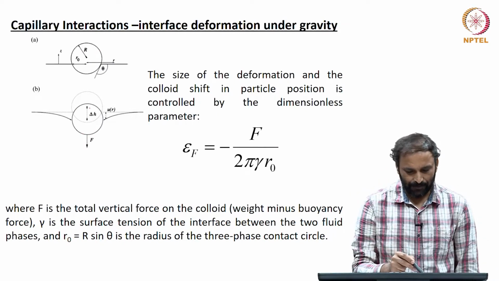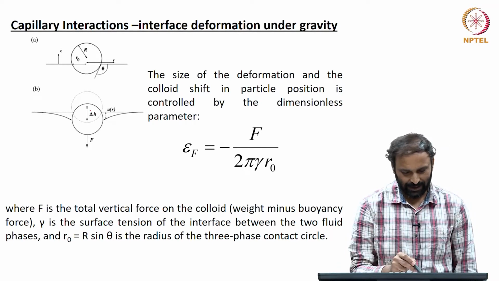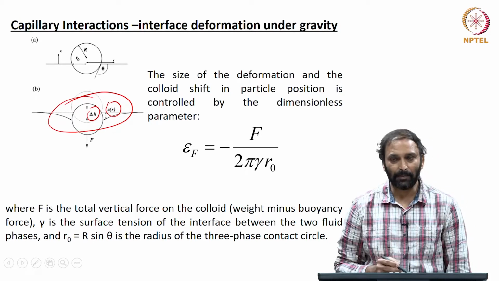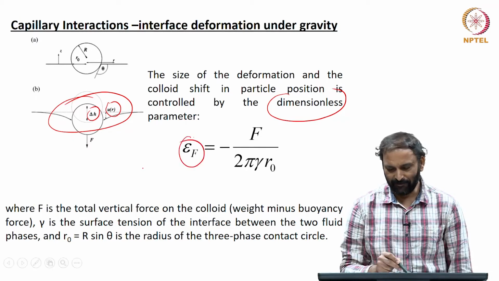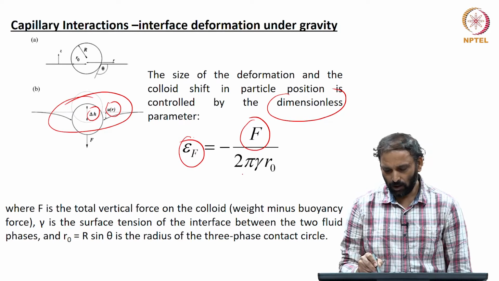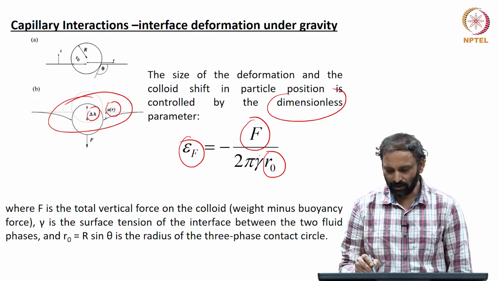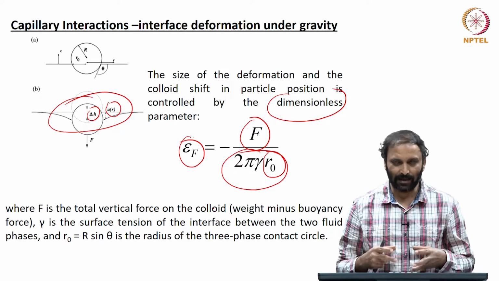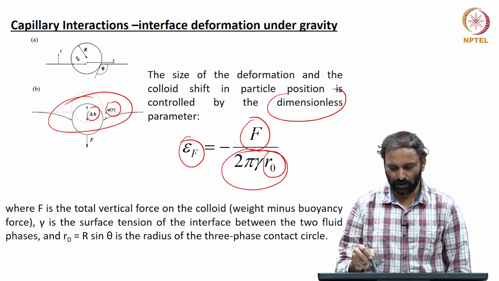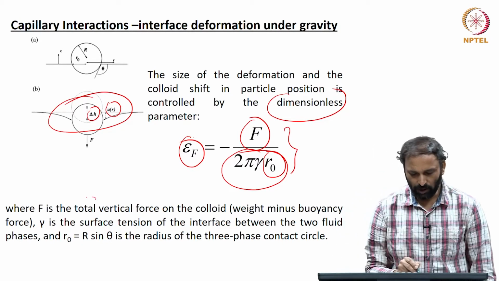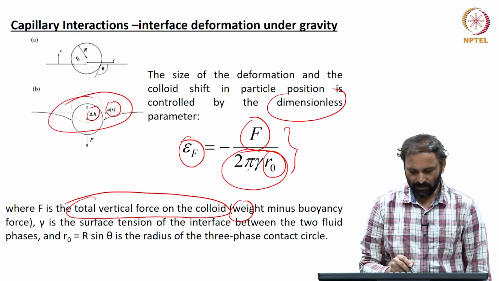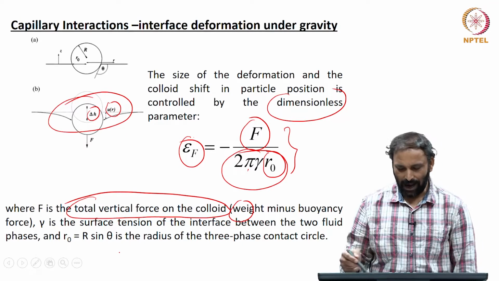Now, the extent of the shift in the particle position, that is delta h, and the size of the deformation, which is characterized by u of r, depend on a dimensionless parameter epsilon F, which is defined as minus F divided by 2 pi gamma r naught, where r naught is the radius of the contact line. This 2 pi gamma r naught essentially gives us the surface tension force acting at the contact line, and F is the gravitational force. Okay. So, this epsilon F is defined as the ratio of the vertical force acting on the colloid, that is weight minus buoyancy, and the denominator is the surface tension force acting at the contact line, right.